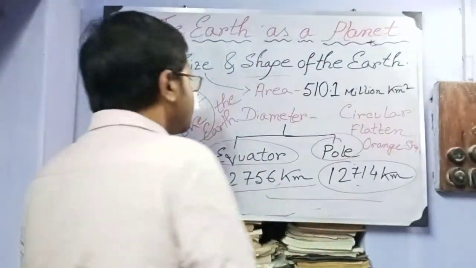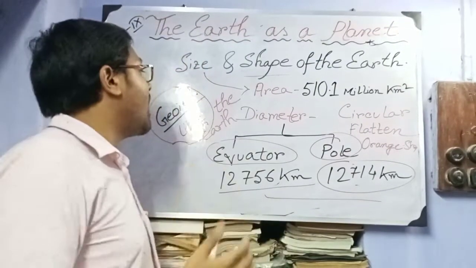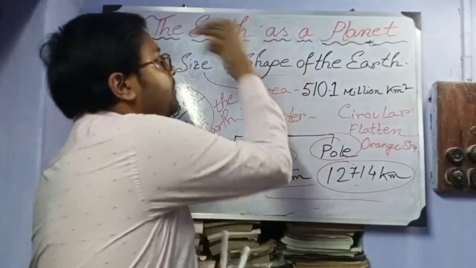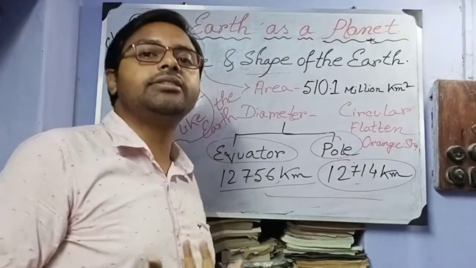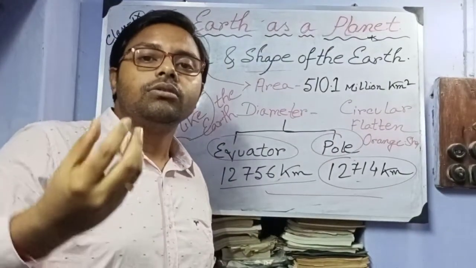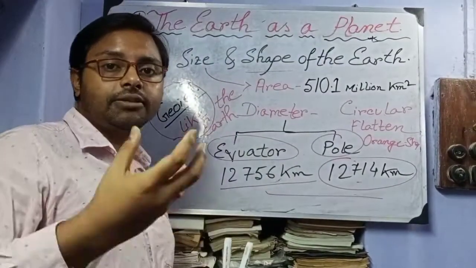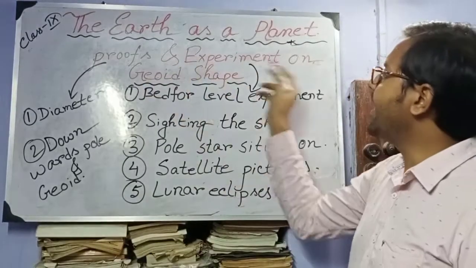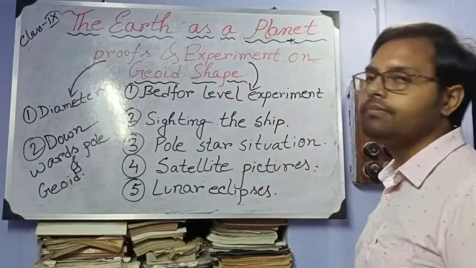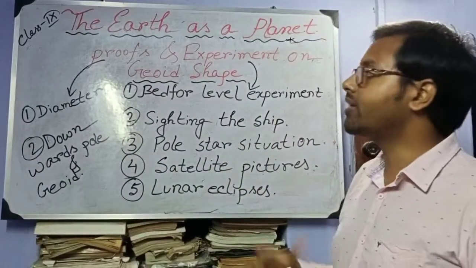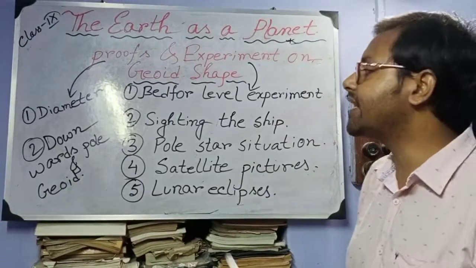Okay. Now we will understand from which proofs, what are the proofs behind the shape of the Earth. Why can we say that the Earth is geoid shape, or that the Earth has an oblate spheroid shape? What are the proofs behind it? We will understand this. Proofs and experiments on geoid shape. We have already discussed that the Earth has a geoid shape. What are the proofs behind it? There are basically these two proofs.